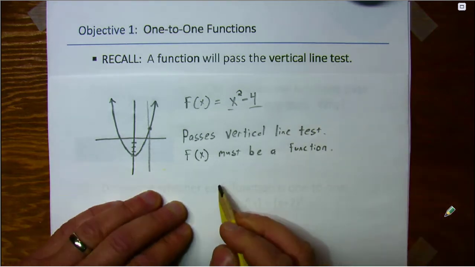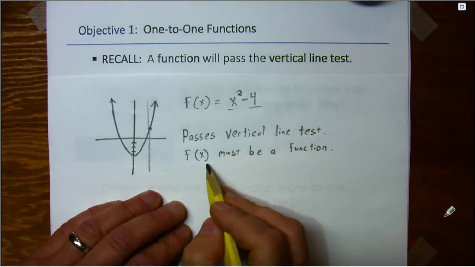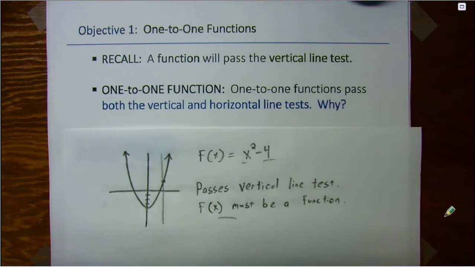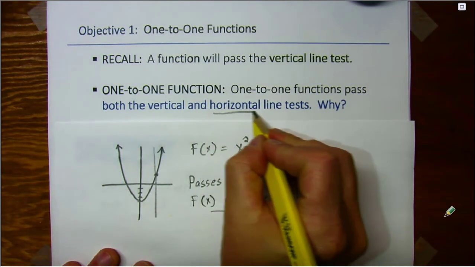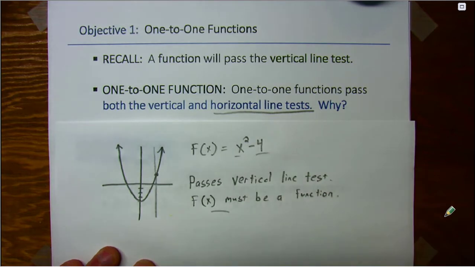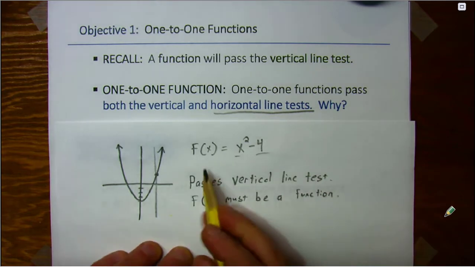And so since this passes the vertical line test, it must be a function. We can take that a little bit further and say that if a function is one-to-one, it'll pass both the vertical and the horizontal line test. This is the first time we've seen the horizontal line test. Why is that? Well, let's look a little bit more at this function that we have right here.